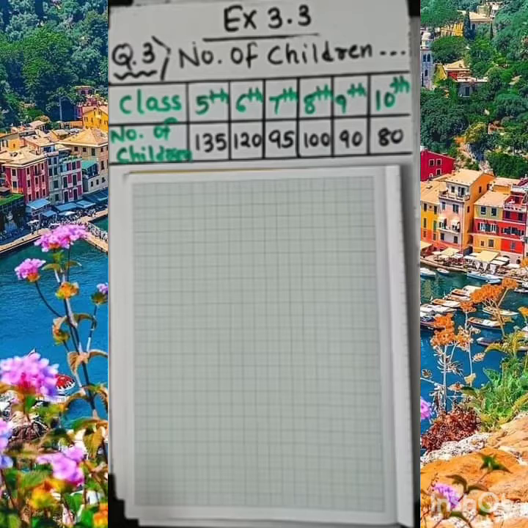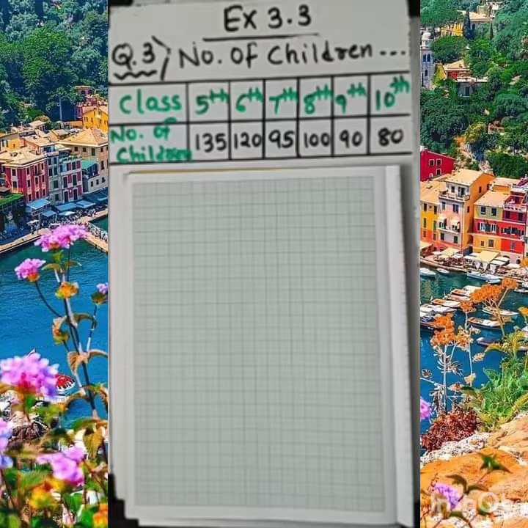There you can find columns. Okay. So first of all, what we are given here on the screen, you can see the table. Class 5th, 6th, 7th, 8th, 9th and 10th. And the number of children in the respective classes are 135, 120, 95, 100, 90 and 80. So we need to choose a proper scale and we have to start drawing the graph.